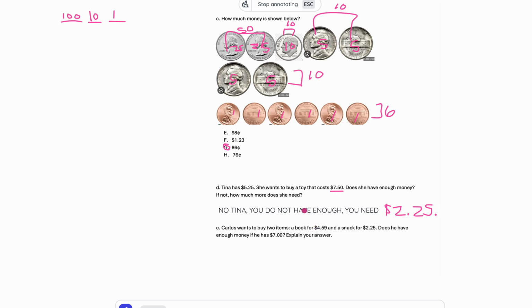before we can assume if he has enough money. So we're going to take our book, which is $4.59. And we're going to take our snack, which is $2.25. And we are going to, are we going to subtract? No, we're not going to subtract. We're going to add those two numbers together, because we're going to see how much they cost and see if we have enough money, all right?